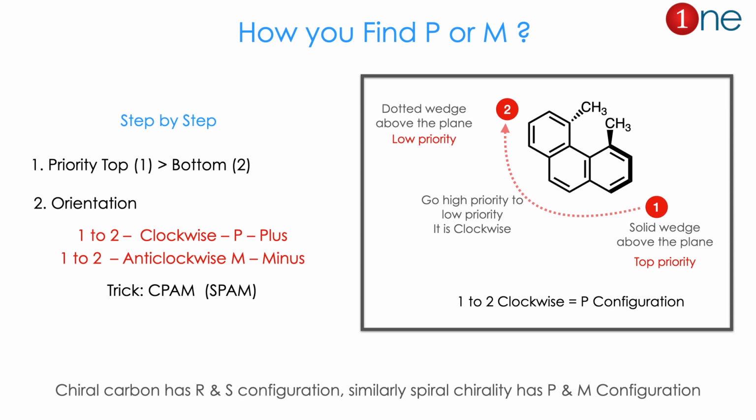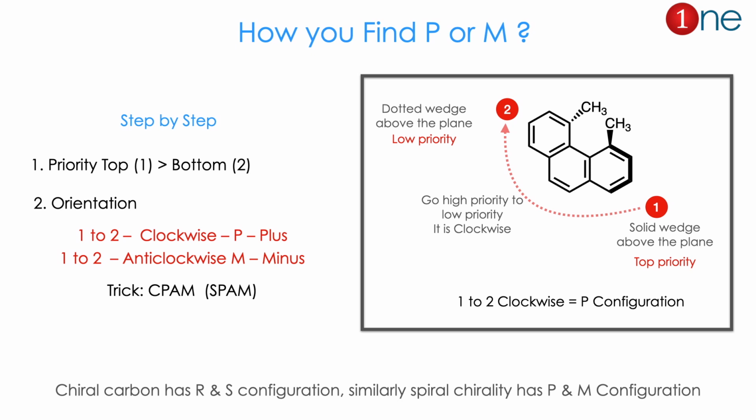Now we will see how to find P or M. It is easy once you know the step-by-step procedure. The first thing is you have to start from the priority. The top one has higher priority than the bottom one. So you have to find the structure above the plane and below the plane. Then you have to find the orientation. If the orientation is in the clockwise direction, it is called P. If it is in the anti-clockwise direction, it is called M. P stands for plus, M stands for minus.